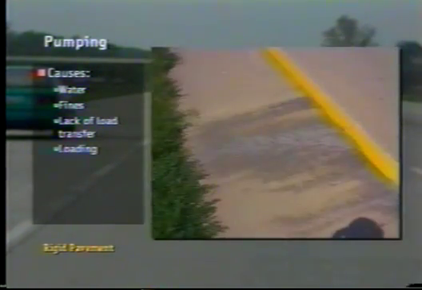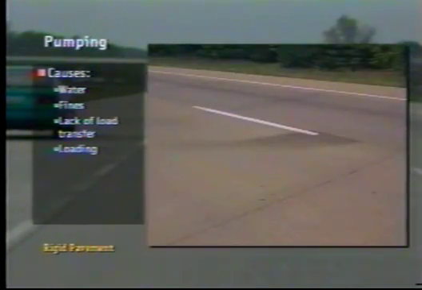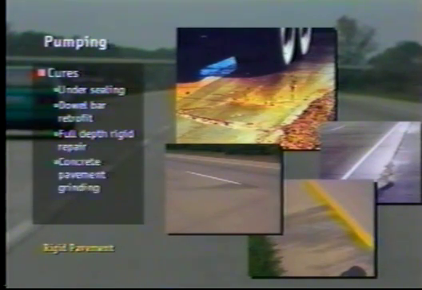When water seeps beneath a slab, the subbase becomes less able to support the end of the slab, so the slab tilts down into the subbase, ejecting the fines. Eventually a cavity is formed and the end of the slab cracks. To cure this problem, several techniques can be employed: undersealing, dowel bar retrofit, full-depth rigid repair, followed by concrete pavement grinding if necessary.